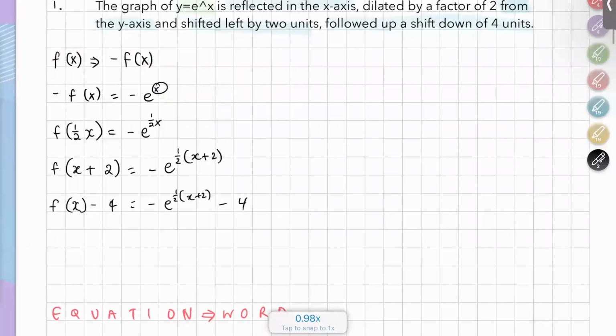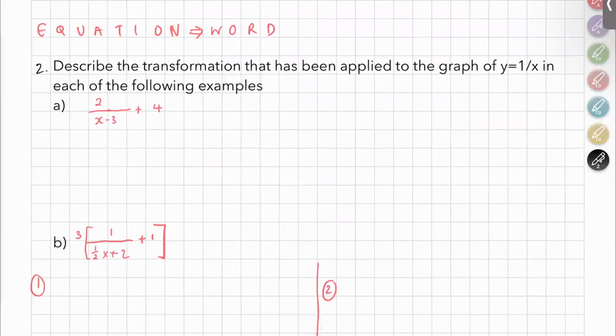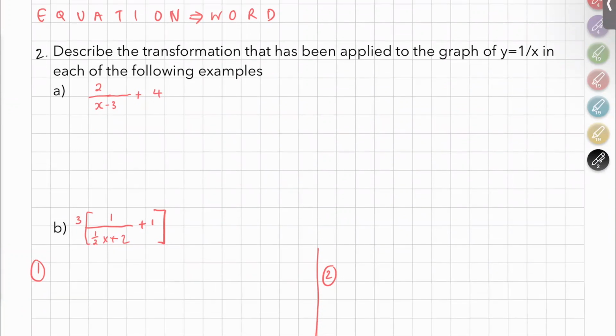Okay, that's first question. Now, the second one is we have the equation and we want to describe it in terms of word transformations, okay? So, describe the transformation that has been applied to the graph of y equals 1 over x in each of the following examples. You're starting from 1 over x, and then you change it into 2 over x minus 3 plus 4. So, we'll start with dilation.